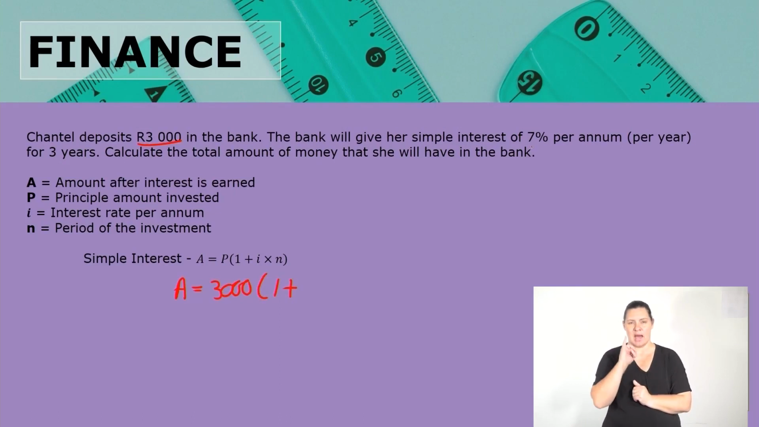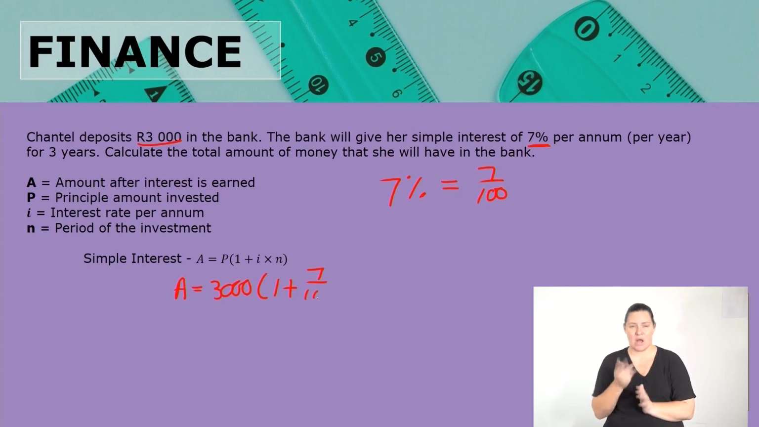The I that we were given, that is our interest rate. Now remember, our interest rate, the 7%, is 7 hundredths. Do you remember that? So that is how we are going to represent it in our formula.